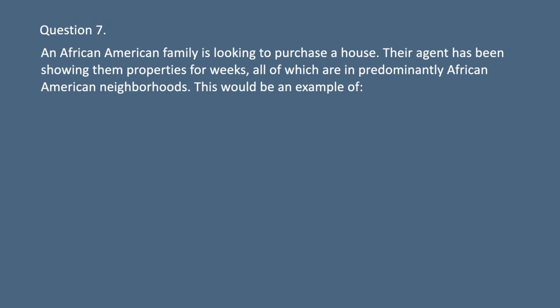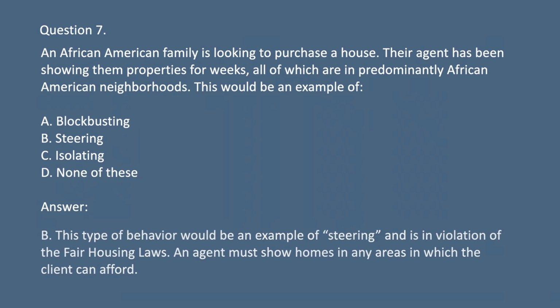Question 7. An African American family is looking to purchase a house. Their agent has been showing them properties for weeks, all of which are in predominantly African American neighborhoods. This would be an example of A. Blockbusting. B. Steering. C. Isolating. D. None of these. Answer: B. This type of behavior would be an example of steering and is in violation of the fair housing laws. An agent must show homes in any areas in which the client can afford.